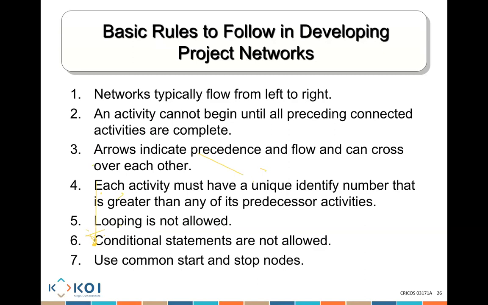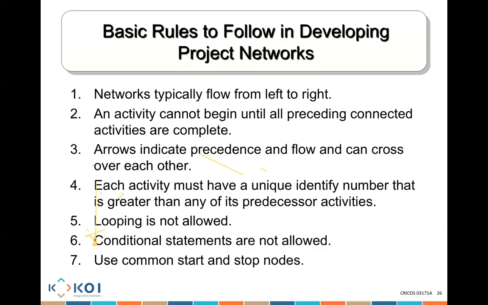Arrows indicate a precedence and flow and can cross over each other. I'll show you a bit later an example of arrows crossing over each other. But simply, the arrow tells me this activity comes first, and the arrow from A to B means after A is finished, we can start activity B. That's what the arrow actually means. Each activity must have a unique number that is greater than the number of the activity before it. Looping is not allowed.